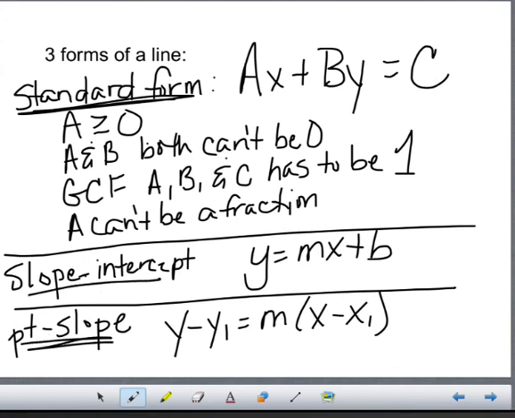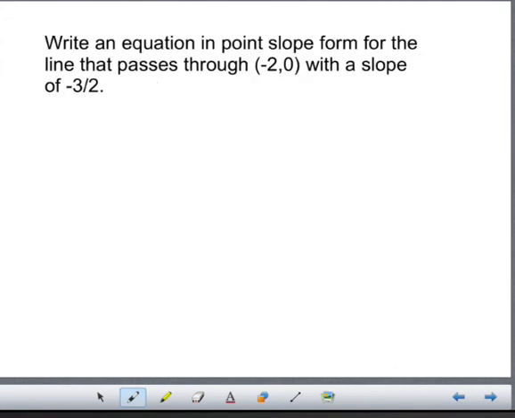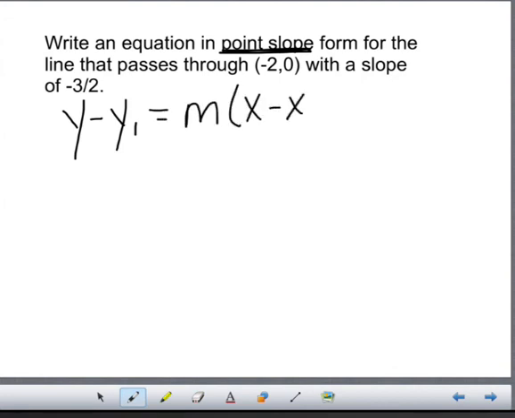You might as well just go ahead and get them memorized, because we're going to be moving around back and forth between all the different forms. All right, so let's start with just a real basic example. It says write an equation in point slope form. So I know point slope form is y minus y1 equals m times x minus x1, for the line that passes through negative 2, 0 with a slope of negative 3 halves.